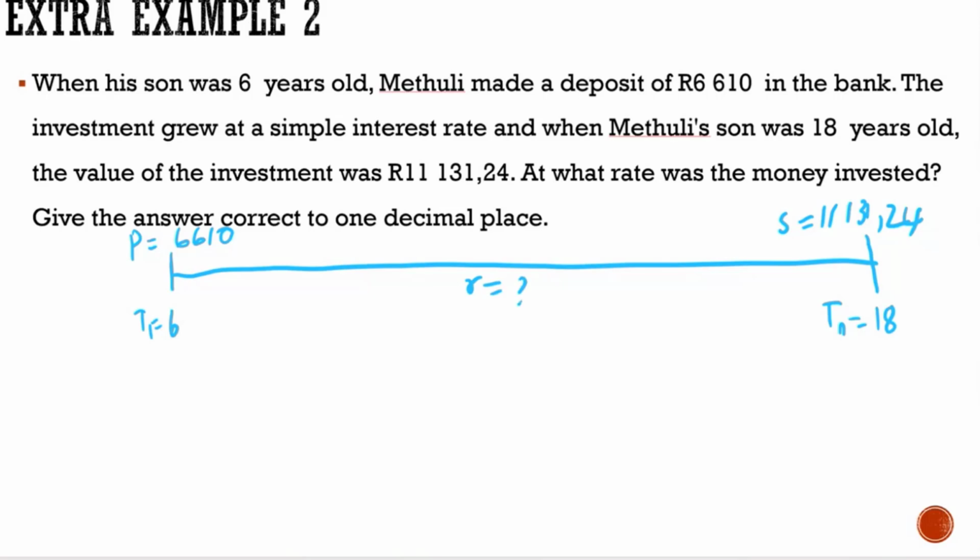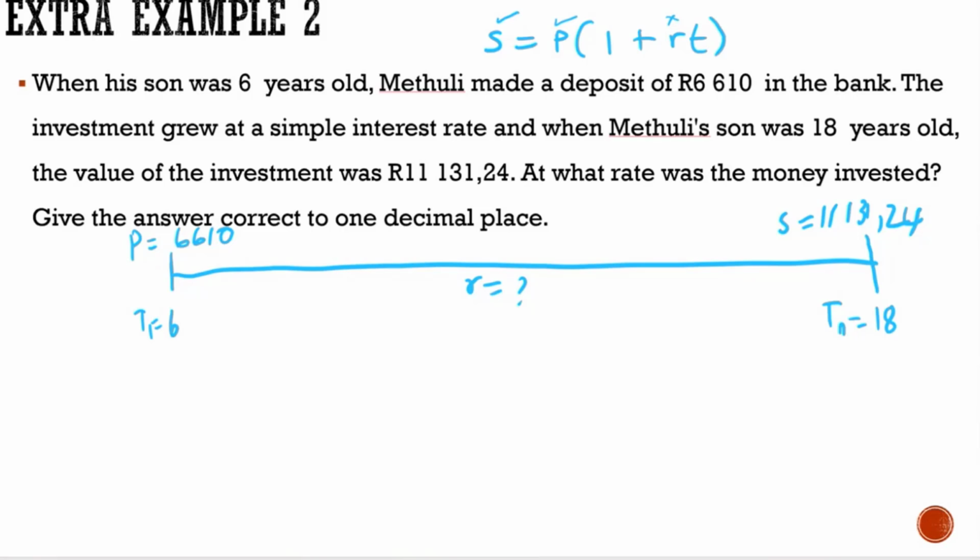Okay, and then you ask yourself, what is the formula for simple interest? Our formula for simple interest is equal to P into 1 plus RT. Okay, you've got your S, you've got your P. You don't know your R. Do you have your T? Your T is given, but it is given with reference to your starting point, when the son was 6 and when the son was 18.